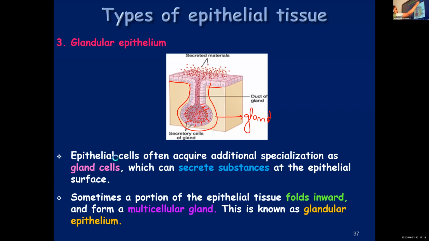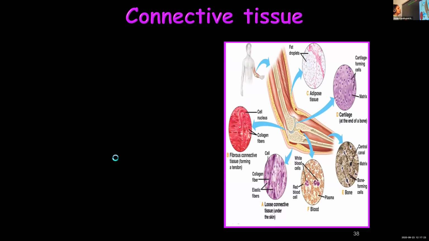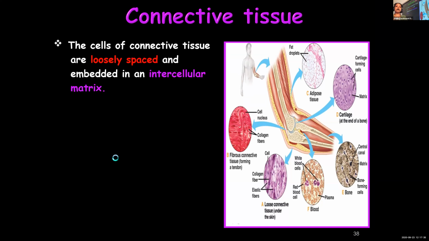So with that, we have completed glandular epithelial tissue. Now we are moving on to the second type of animal tissue, which you call connective tissue. First we will learn some common features about connective tissue, and then we will learn the different types of connective tissues. Please note down the points.